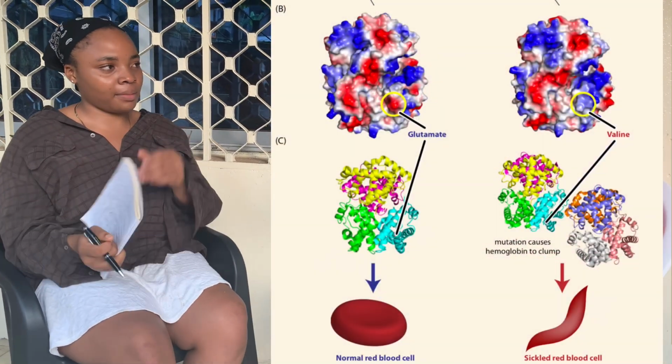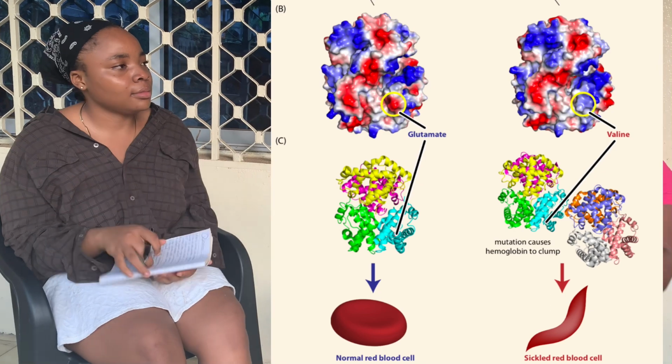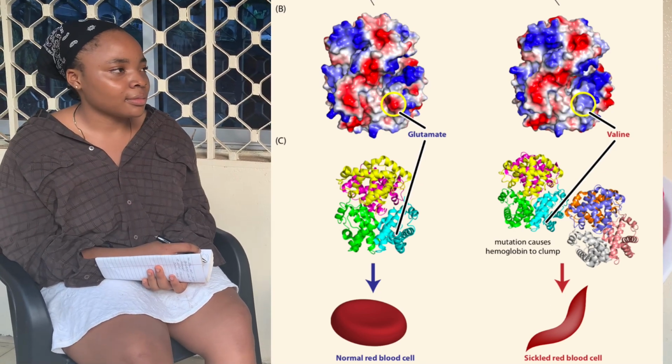What is sickle cell disease? Okay, to put it in the simplest way I know, sickle cell disease is an autosomal recessive disease, meaning that it is an inherited disease. It is where valine replaces glutamic acid, thereby disrupting the whole shape of the red blood cell, causing the sickle cell crisis.